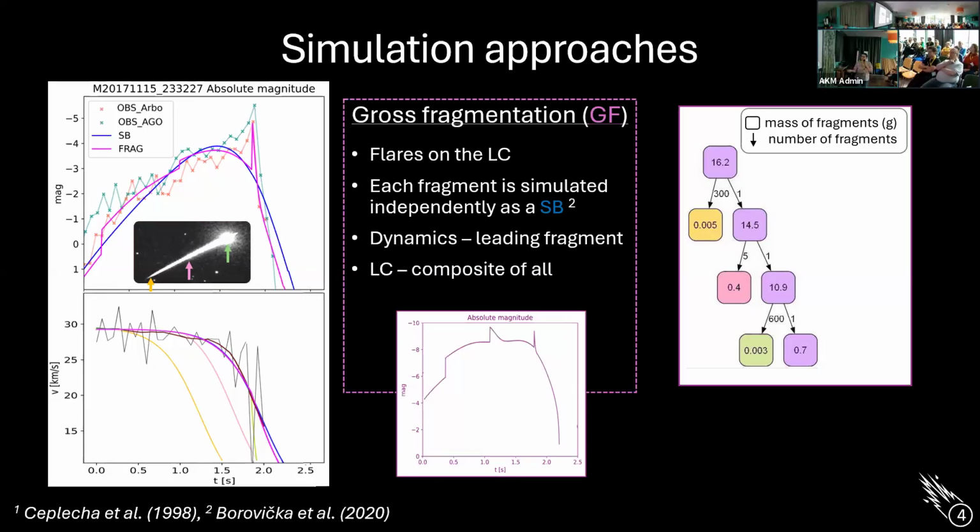And this is all well, but gross fragmentation can only account for these small features on the light curve. If we want to affect the shape of the whole light curve, we would either have to use erosion model, so some continuous fragmentation, again, something that Tomáš talked about, but that would lead to narrower light curves. And that's not always the case that we want.